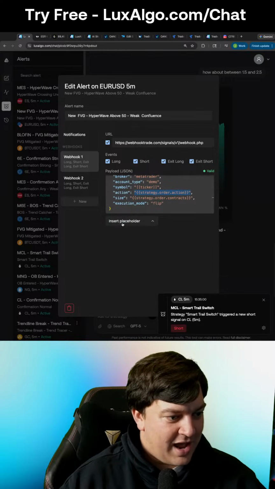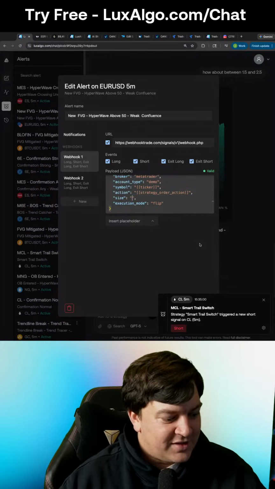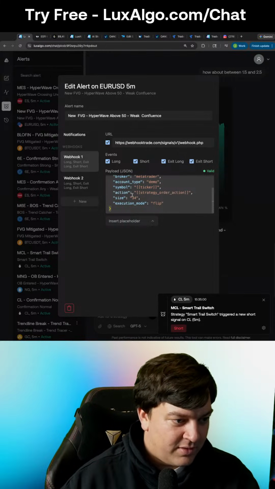Same for strategy order action. Strategy order action, bang. That's replaced. Highlight the whole thing. This one needs to know the size. If I wanted to trade 100,000 units, I just put a 1. 200,000 units, 300,000 units, 2, 3, 4, you know how it goes.